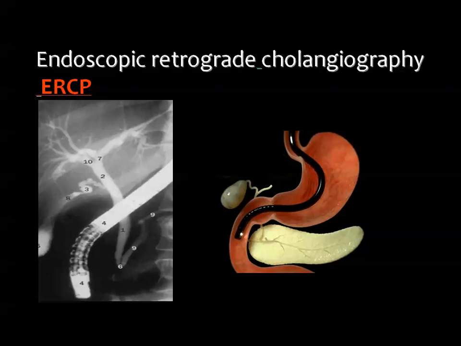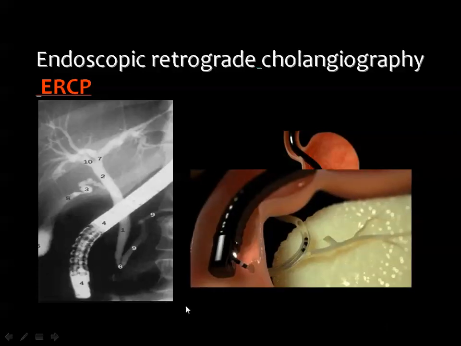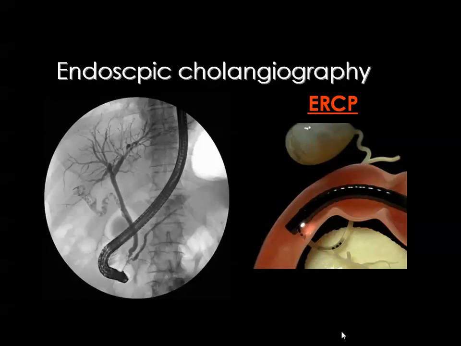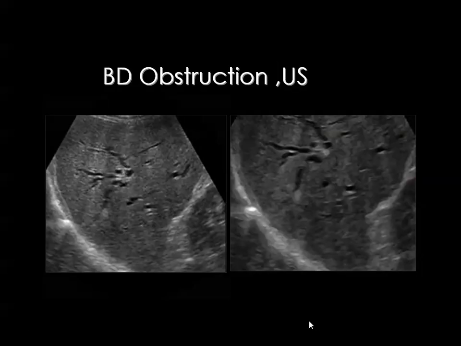ERCP is still one of the major techniques for evaluation of the biliary system, and through the endoscope you can cannulate the common bile duct and inject contrast media, and you have images to see the anatomy and the pathology as well. And this is the normal endoscopic cholangiogram. This is the endoscope, and here you can see the common bile duct, the intrahepatic biliary radicals, and this is the cystic duct and the gallbladder, and here you can also see the pancreatic duct.